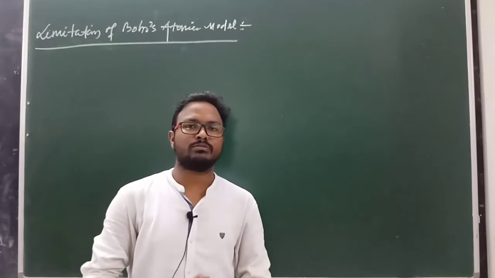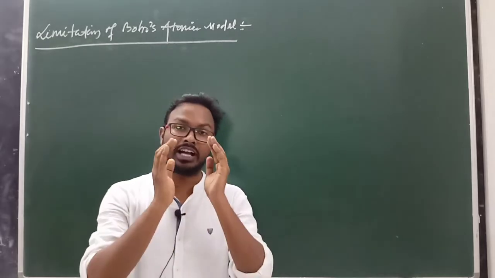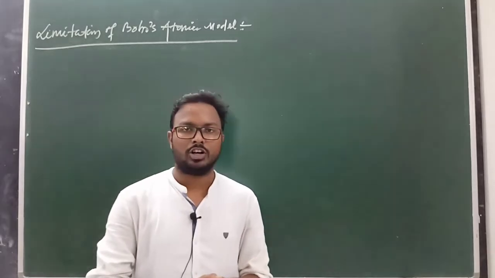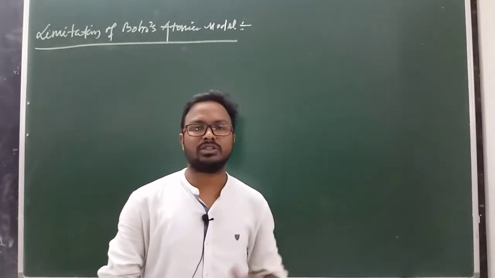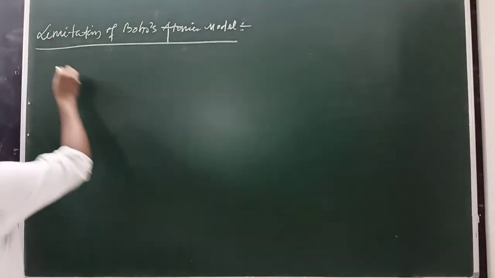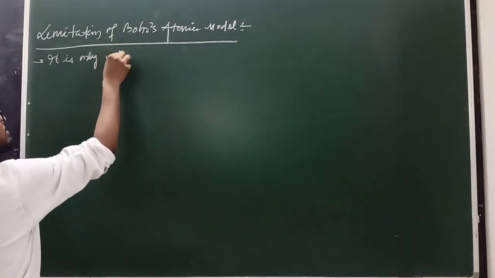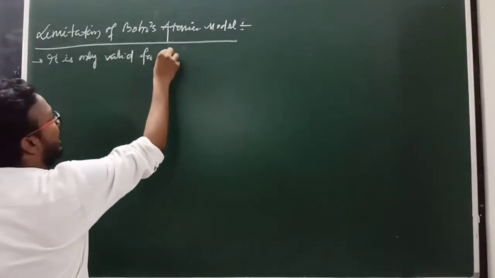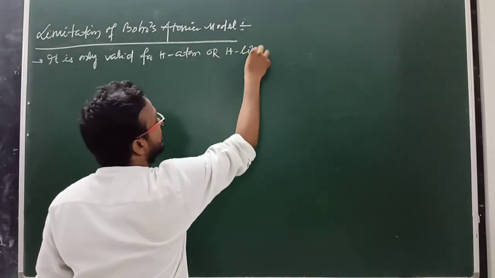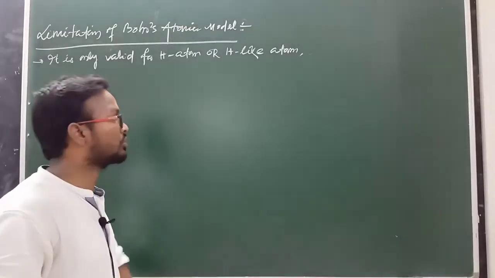What are the limitations of Bohr's atomic model? Actually, Bohr explained the spectral lines of the hydrogen atom only. If there is an atom with more than 1 electron, then this formula or this theory is not valid. So the first limitation is that it is only valid for the hydrogen atom or hydrogen-like atom. It could not explain complex atoms which consist of more than 1 electron.